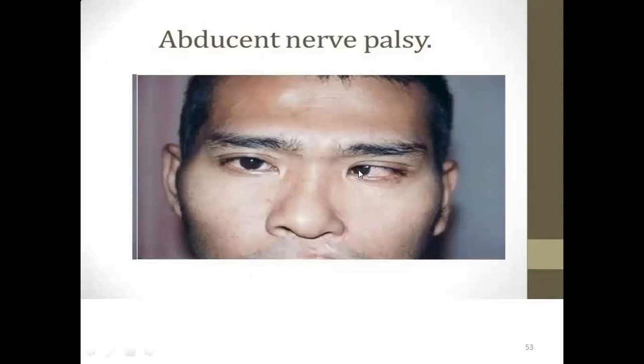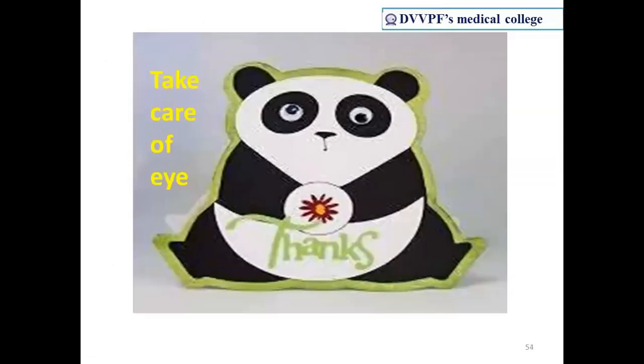Injury to the abducent nerve: the eyeball is directed medially. This is about the third, fourth, and sixth cranial nerves. Simply remember one word: SO4-LR6. The superior oblique is supplied by the fourth cranial nerve, the lateral rectus is supplied by the sixth cranial nerve, and all the remaining muscles are supplied by the third cranial nerve. Thank you very much.